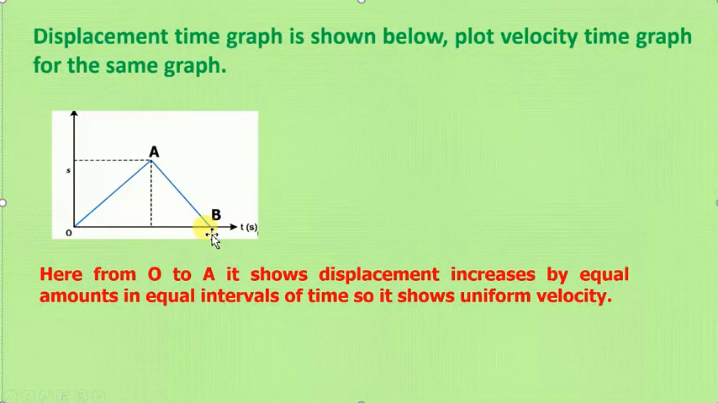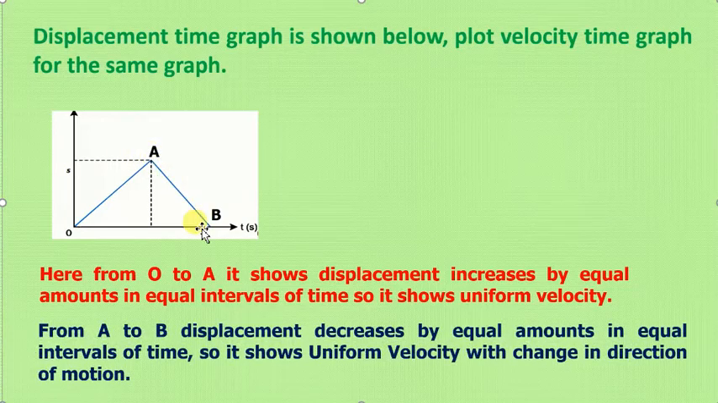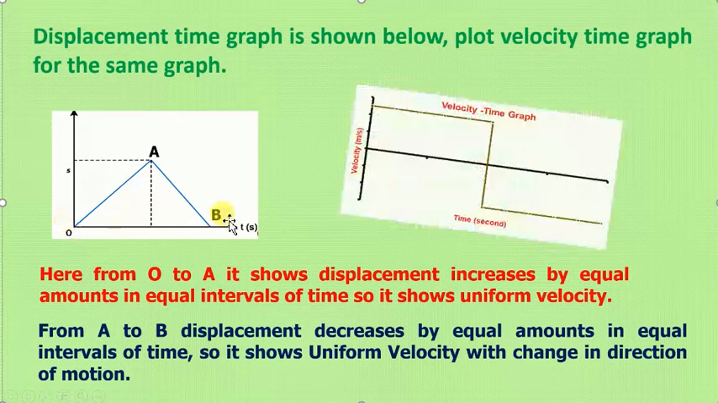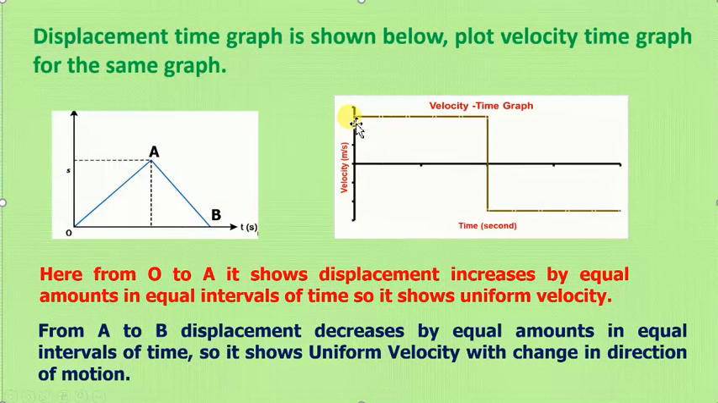So from O to A displacement is increasing, so uniform velocity is there. From A to B again displacement is decreasing, but it is showing uniform velocity with a change in direction. So for plotting this graph we need the two axes. The negative half of the y-axis is also needed here because we need to show the change in direction. So here is the graph for this.